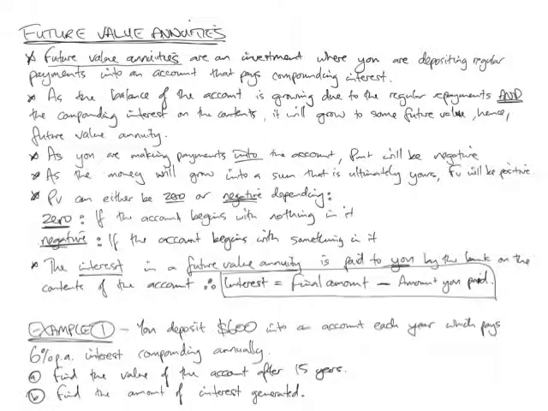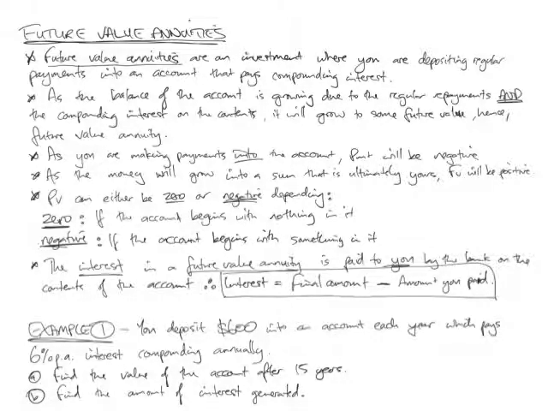This is another video. This one is on future value annuities. Future value annuities are a type of investment where you're depositing regular payments into an account, paying compounding interest. You probably have one of these, hopefully. If you have a savings account, that's basically how it's working. You're putting your pay in small little chunks into the account, and hopefully you're generating interest on that.